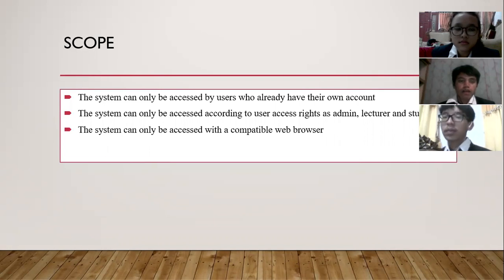Scope. There are three parts. The first part is the system can only be accessed by users who already have their own account. The system can only be accessed according to user access right as admin, lecturer, and student. The last, the system can only be accessed with a compatible web browser.